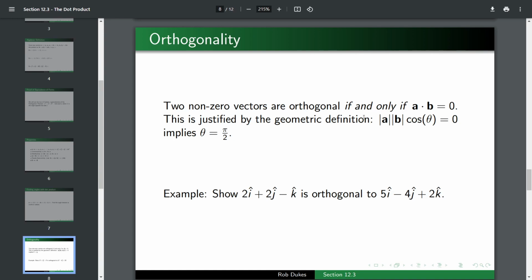The vice versa is because we say A and B are not 0, which means neither of these two lengths are 0. So if the answer is 0, the only option is that cosine has to be 0, which means the angle is 90 degrees, or pi over 2. So, if a problem ever says, are these two vectors orthogonal, the easiest thing to do is just hit them with a dot product and see if you get 0. So let's do that. Are these two orthogonal?